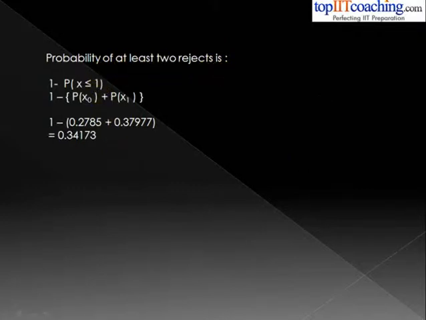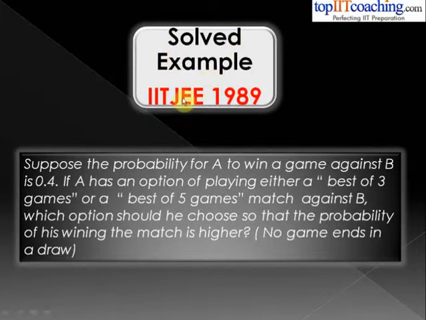Now this was all about probability. Now let's try to solve a few examples that have been asked in IIT JEE. So this problem appeared in IIT JEE 1989 and it says that suppose the probability for A to win a game against B is 0.4. If A has the option of playing either a best of 3 games or a best of 5 games match against B, which option should he choose so that the probability of winning the match is higher? No game ends in a draw.